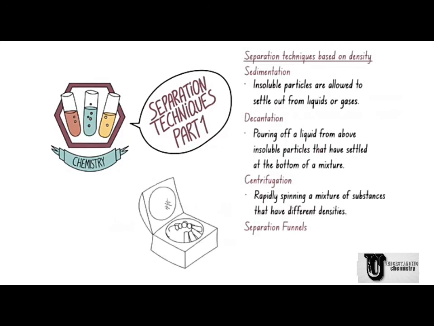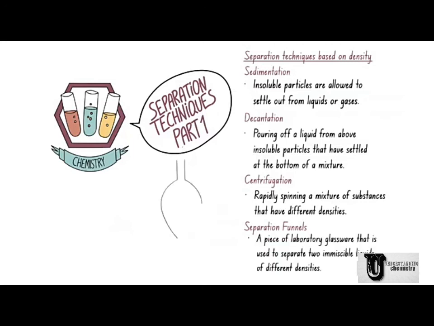Centrifugation involves rapidly spinning a mixture of substances that have different densities. A separation funnel is a piece of laboratory glassware that is used to separate two immiscible liquids of different densities. Immiscible fluids cannot dissolve in each other, such as oil and water.